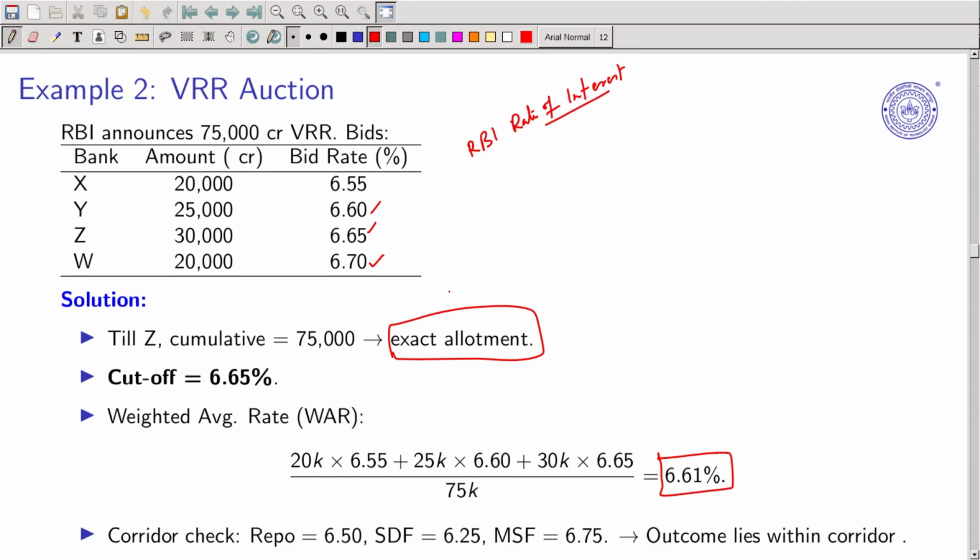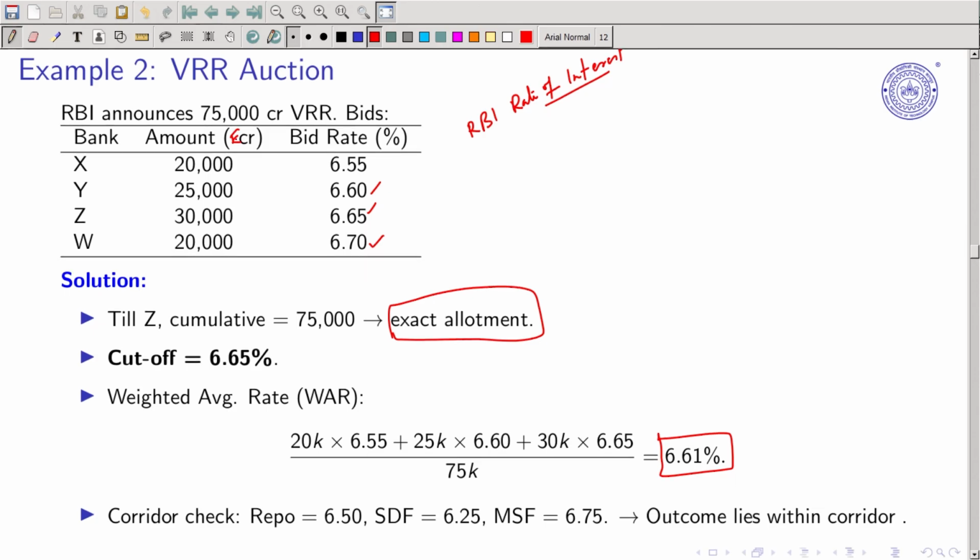that in the case of VRR it is just the opposite, because the bank will be getting the excess money out of it, and here it is in terms of rupees crore. So, we have to keep this in mind.